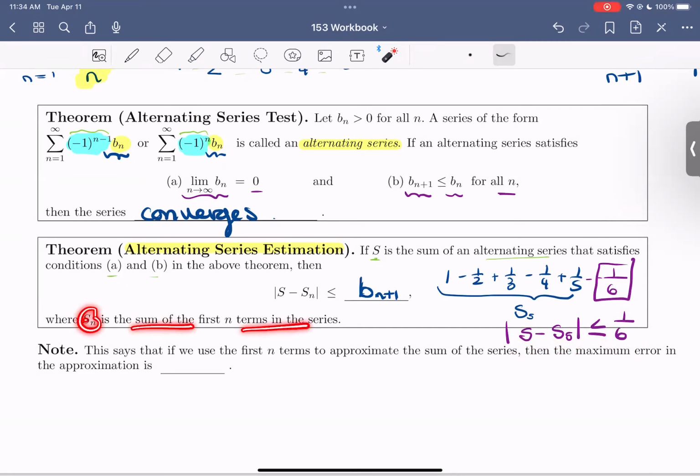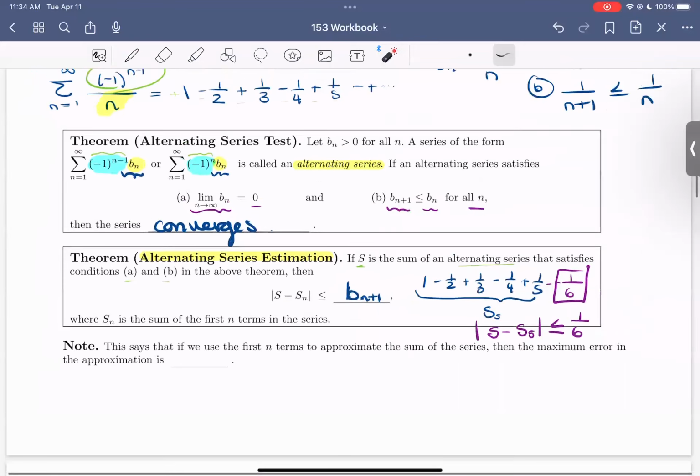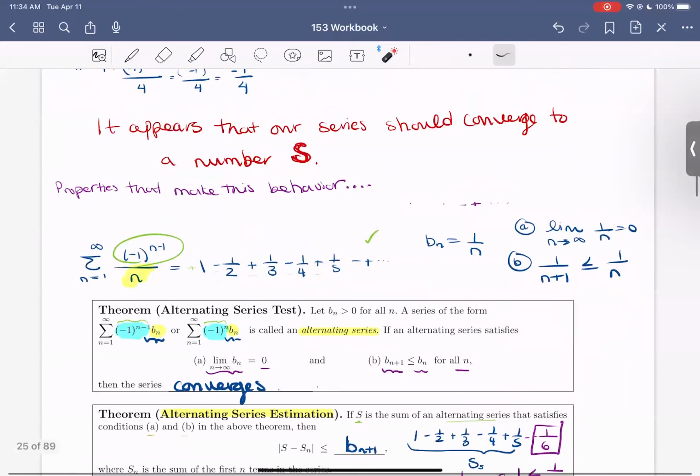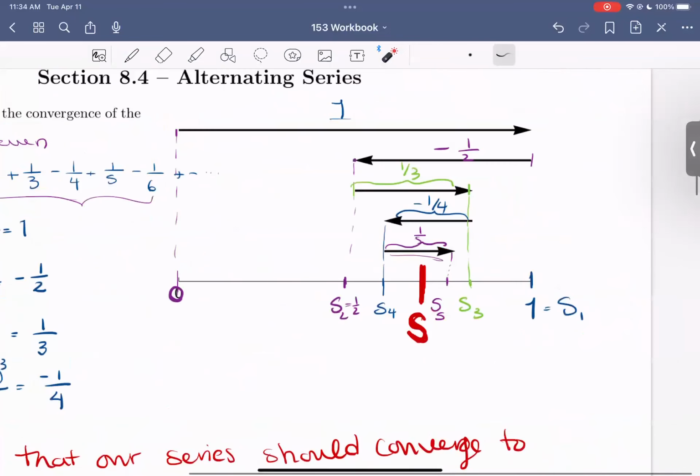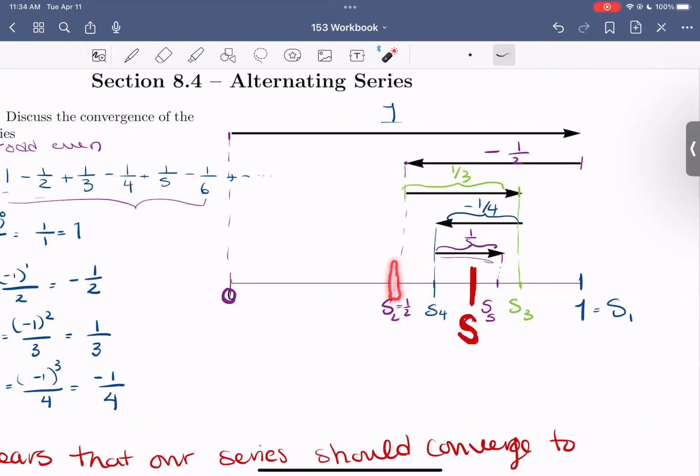S_n is the sum of the first n terms of the series. And that should kind of make sense when we look at these arrows here. If we stop at, say, adding up S sub 1, S sub 2, and then look at that distance away from actually what S is, this error that we've made is going to be smaller than that next term in our series. And if we add up the first 3 terms, so we're here, and look at this distance now between S and S3, this distance is going to be smaller than the next term in the series. Do we see that? Here's my error. Here's the next term in the series. And that error is smaller than that next term.